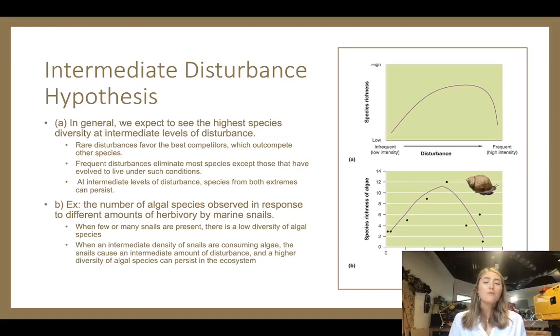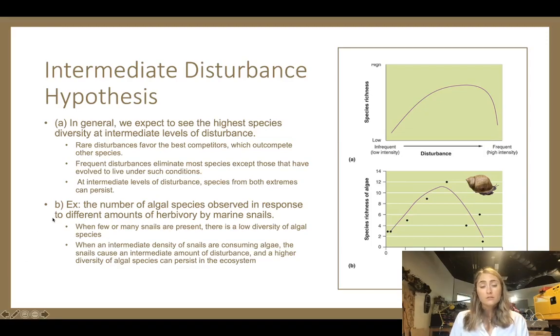So essentially, if we have only rare disturbances, like only every once in a while is our ecosystem experiencing a disturbance, it will only favor the best competitors. In an ecosystem that rarely has a disturbance, only the strongest of the best competitors are going to be the only ones that survive. So in this rare case, when a disturbance occurs, you're going to see sort of a mass die out of everything because they're not going to be used to this type of disturbance.